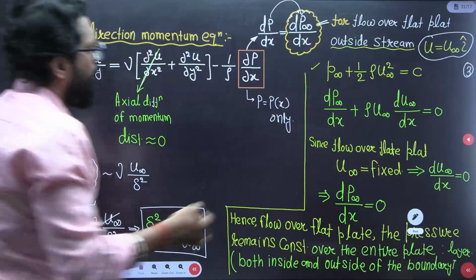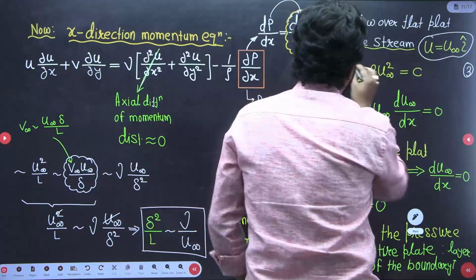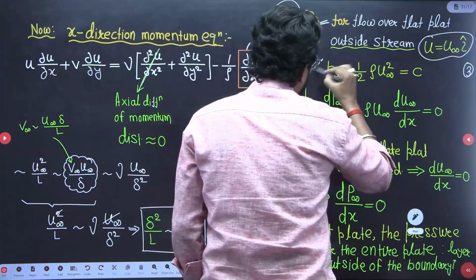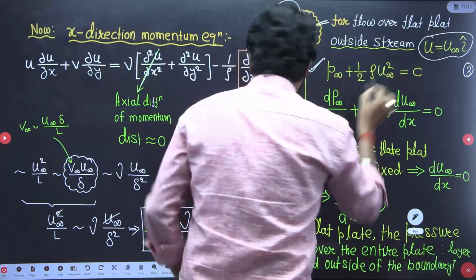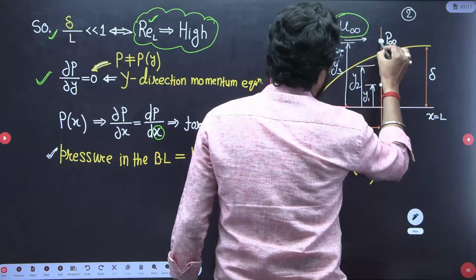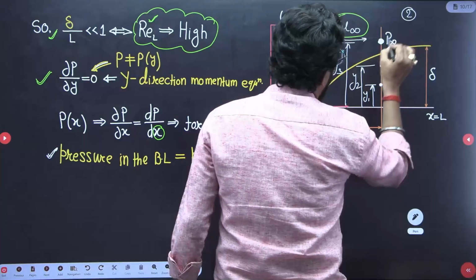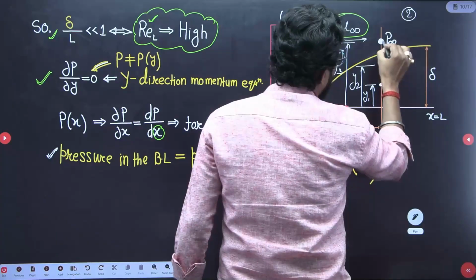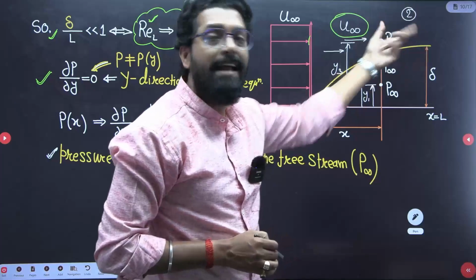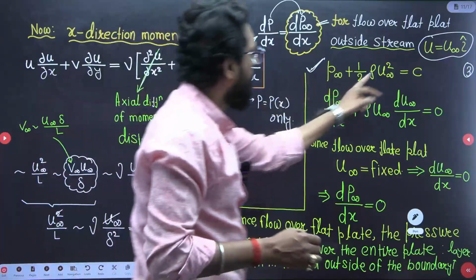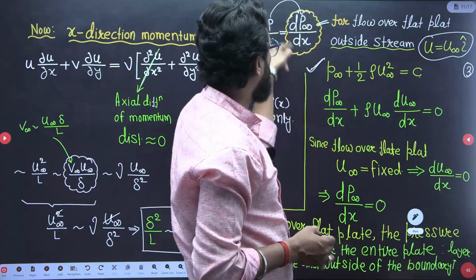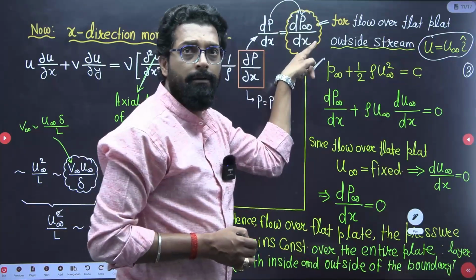So for flow over the flat plate, the outside stream is U equal to U infinity i, so we can use the Bernoulli equation outside at any two points. What is the energy equation at this point? P infinity plus the kinetic energy, which is half ρ U infinity squared. This is constant. Now we differentiate with respect to x, because we have to identify the pressure gradient with respect to x.